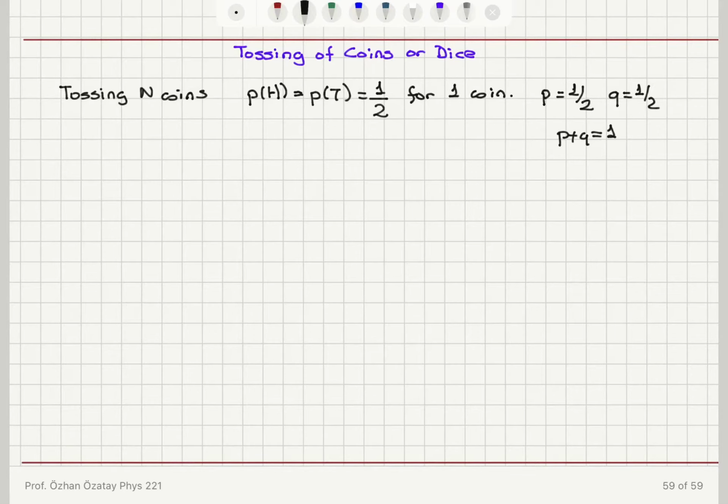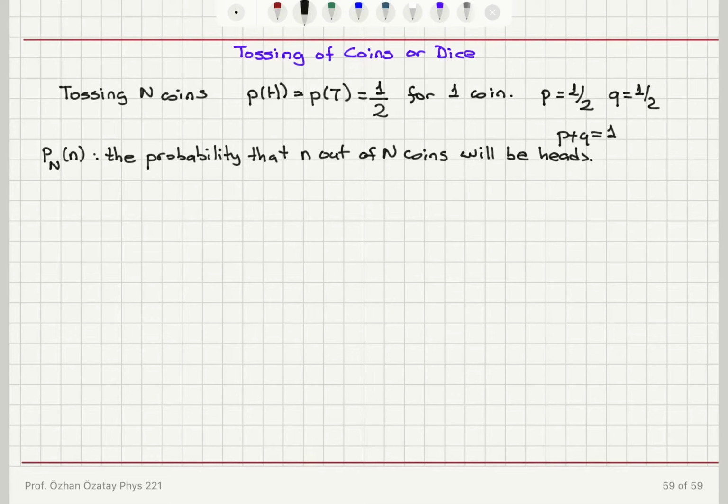Now I ask myself, what is the probability, given capital N coins, that n of them will be heads? The probability that n out of capital N coins will be heads.